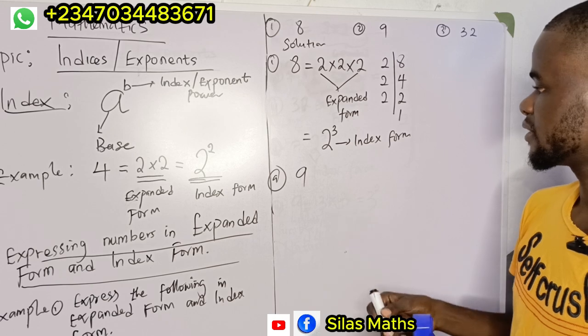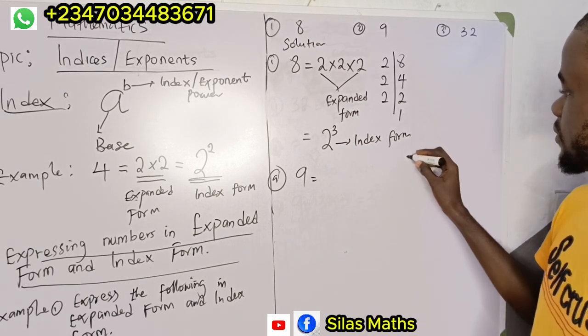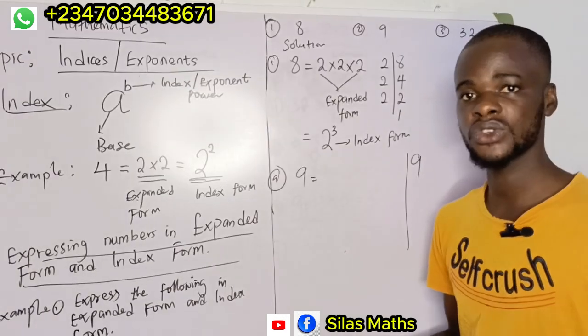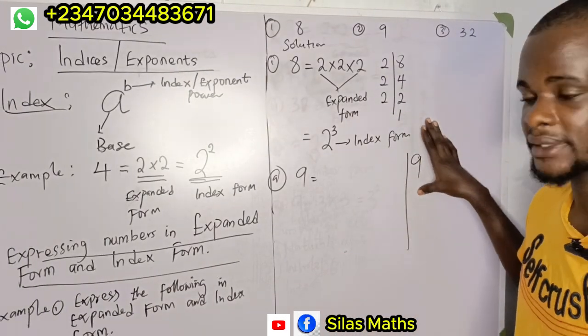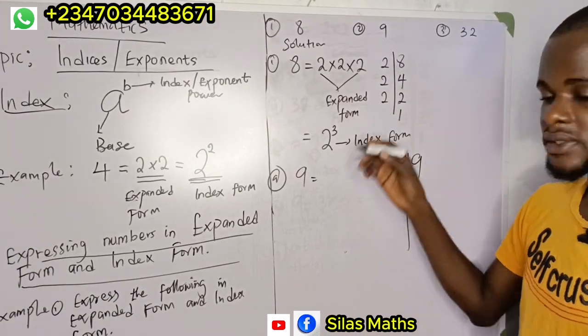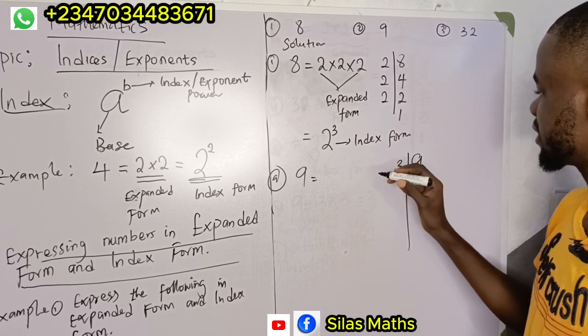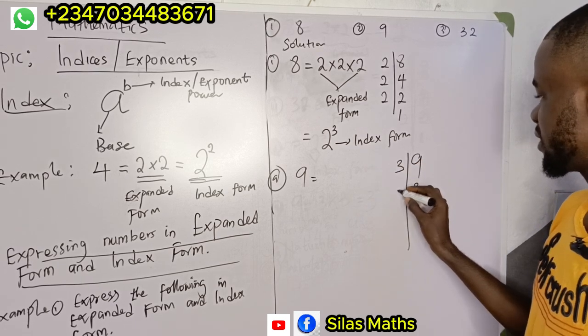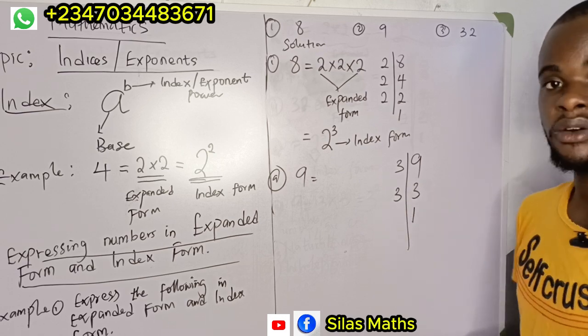prime factorize. To express it in index form, we go ahead and prime factorize. So prime factorizing 9, we ask ourselves a question: what is the least prime number that can divide 9? That number is 3. 3 into 9 will give us 3. 3 can go again, 3 into 3 will give us 1. So we are done prime factorizing.